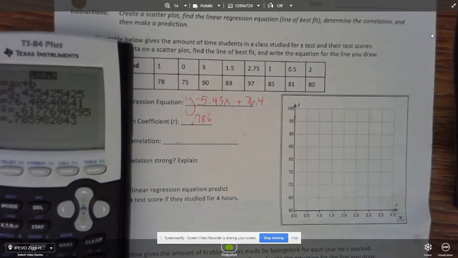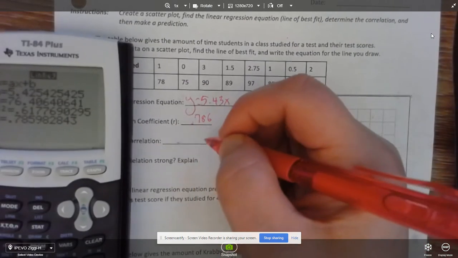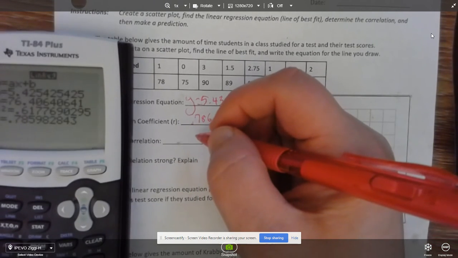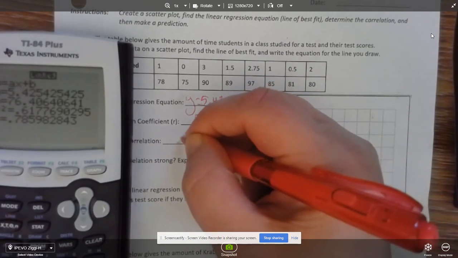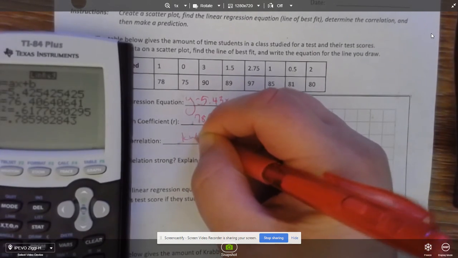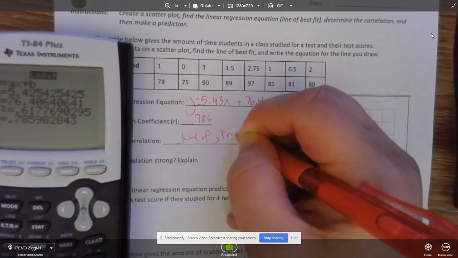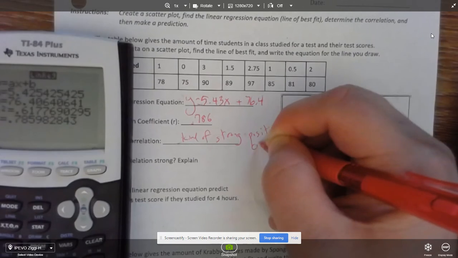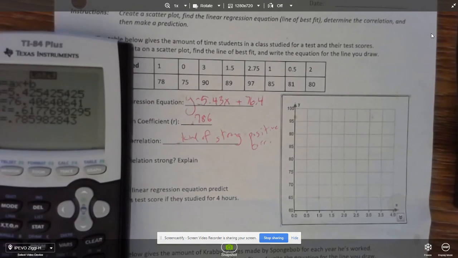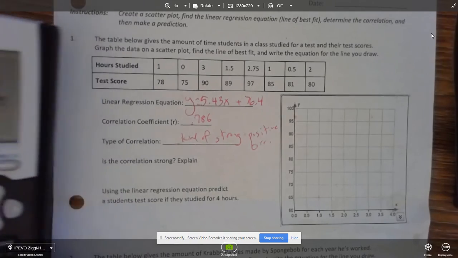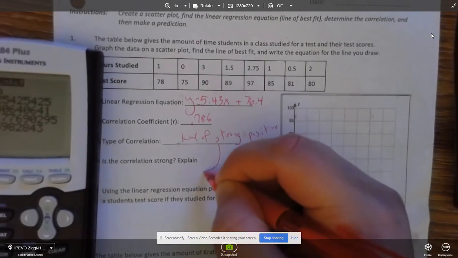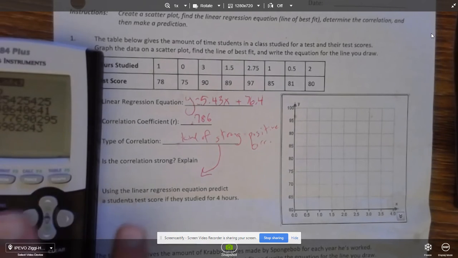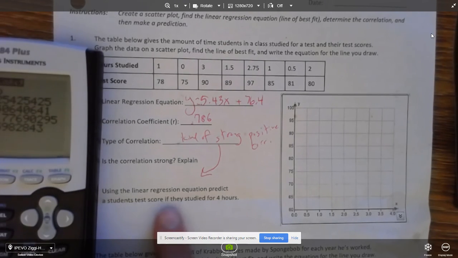And this is kind of in the middle between 0.5 and 1. So this is kind of an in between. We'll say kind of strong positive correlation, which we'll put there because that's where the answer is supposed to go. And then using the linear regression equation, predict a student's test score if they study for 4 hours.